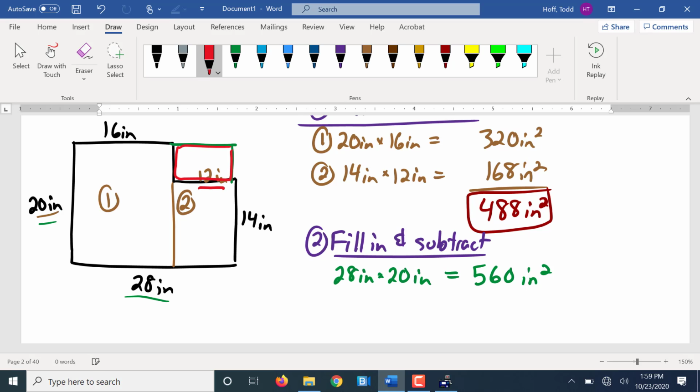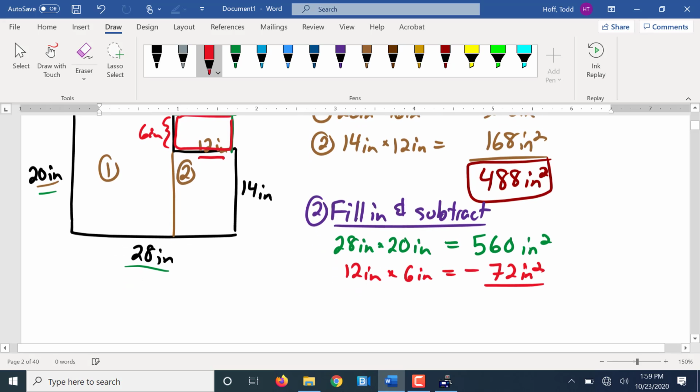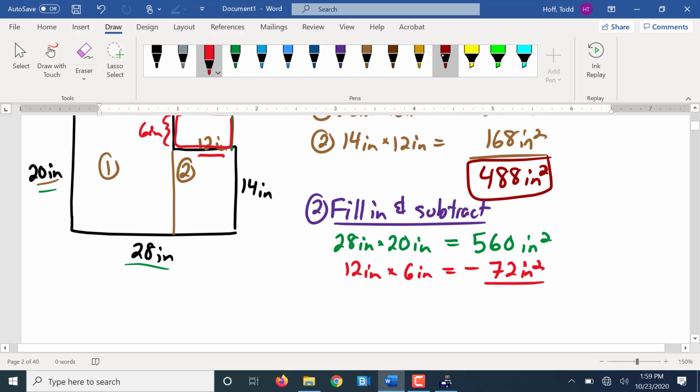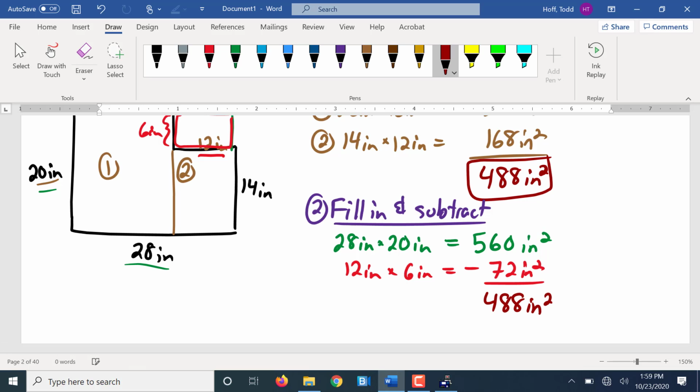But now we've got this rectangle that really isn't there. It's 12 by, what's this dimension here? 6. Good. Perfect. 12 inches by 6 inches is 72 inches squared. And it's missing, so we have to subtract that out, which leaves us with 488. So we get the same total area either way.